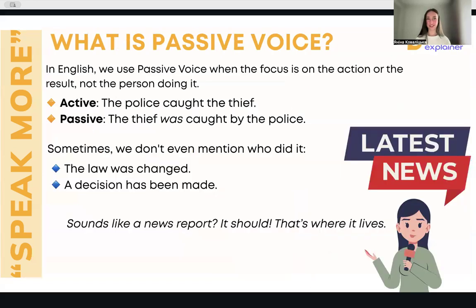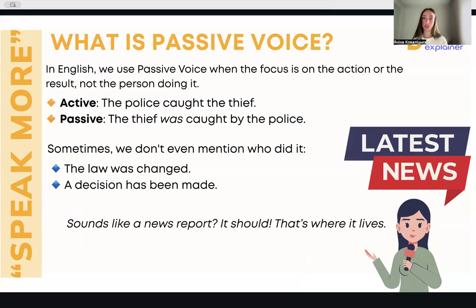What is passive voice? In English, we use passive voice when the focus is on the action or result, not the person doing it. In active, we would say, the police caught the thief. But in passive, we would focus on the result. So we would say the thief was caught. And then we would add by the police. Well, it's optional.